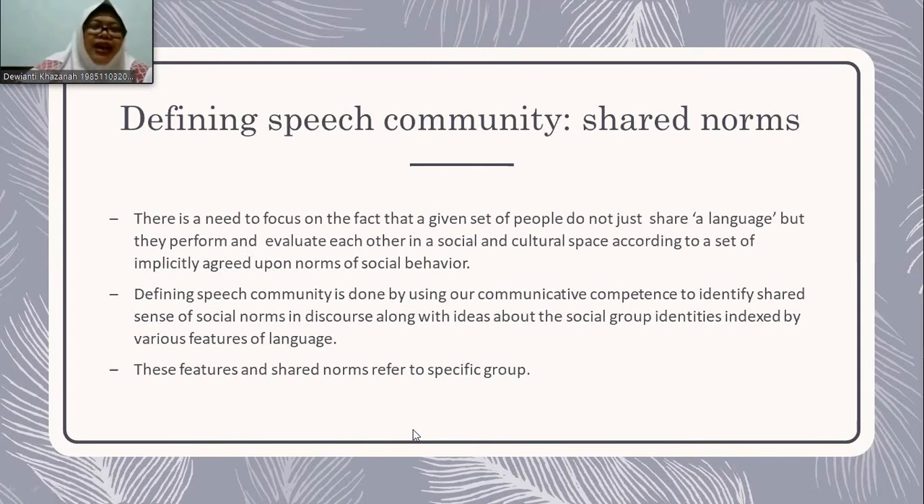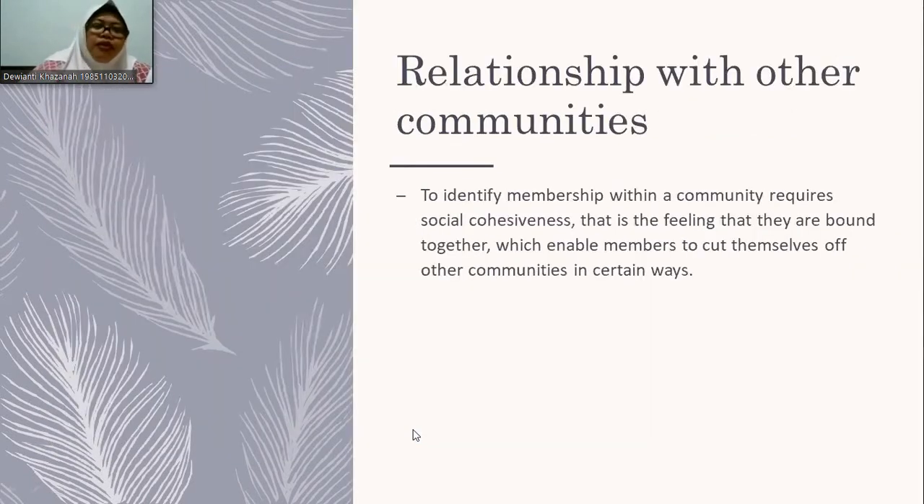Okay. So that is the second perspective that we need to incorporate to define the speech community, okay? What is the next thing that we can use to define speech community is by reflecting the relationship of that given speech community with other communities. Okay? To identify membership within a community, it requires social cohesiveness.